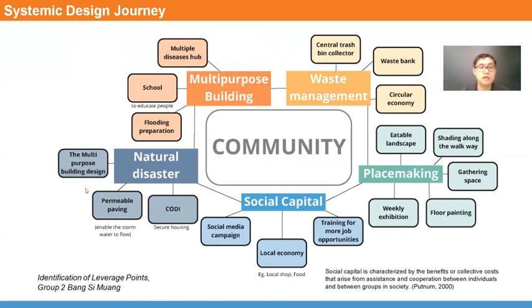Again, from the group who looked at an informal settlement community, we can see they identified community assets as key leverage points for change within the system. For example, they saw the multi-purpose building on the site that serves as a school to educate the children, but when times of need, it can also be used as a multiple disease treatment center.